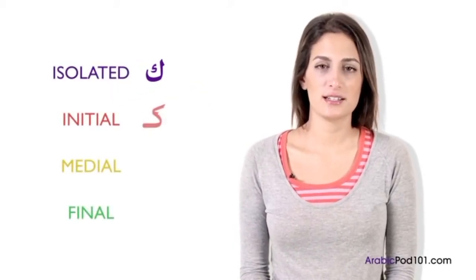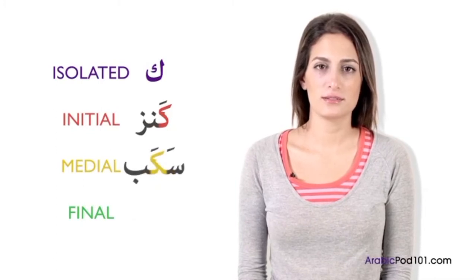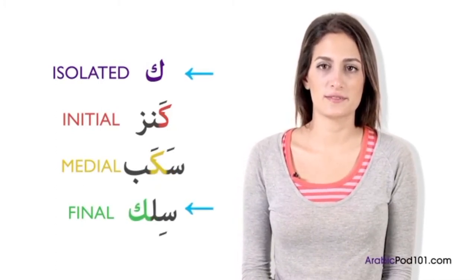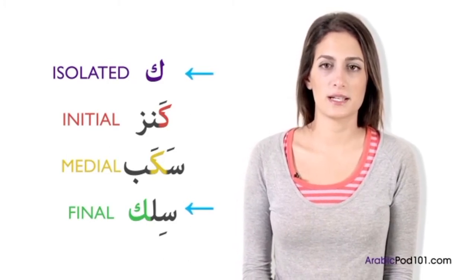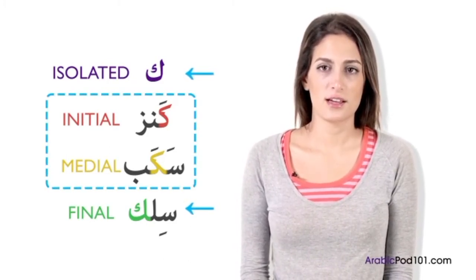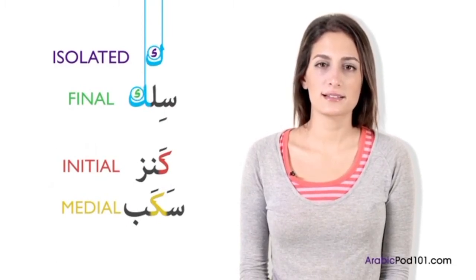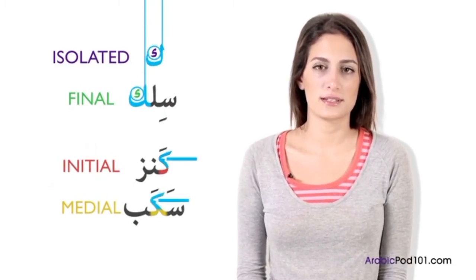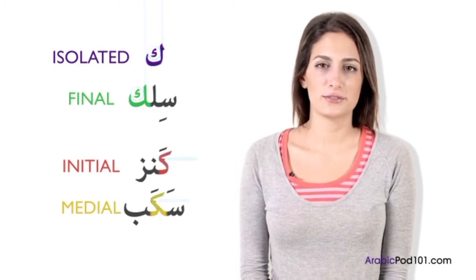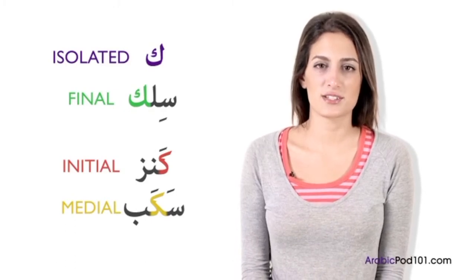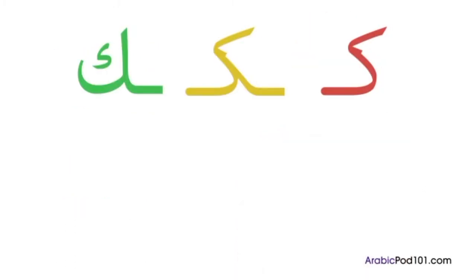Let's look at the other forms of Kaf. Initial, medial, final. Note how the isolated and final versions of this letter are very different from the initial and medial versions. The first 2 look like a hook with a little mark inside, while the second 2 look like an arrowhead pointing to the left. This is one of the few letters in Arabic that have very different forms, depending on their position in the word. Now we'll write them. Kaf.